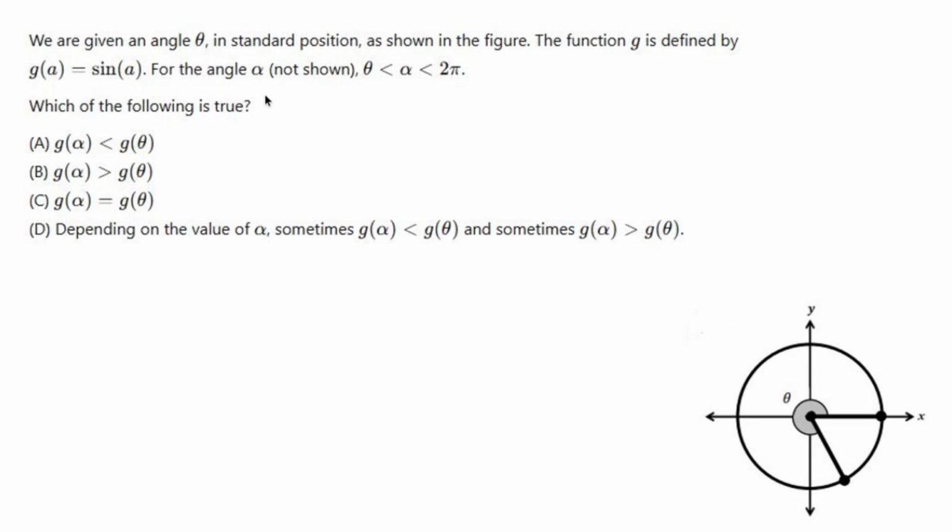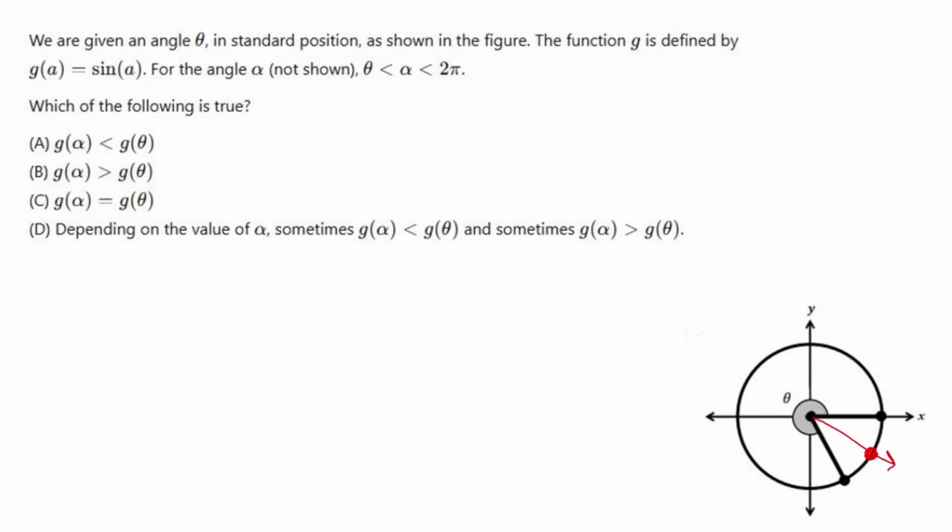For an angle alpha, not shown, alpha is in between theta and 2 pi. So there's some angle in between here, right? That's also spun around and lives right there. Which of the following is true? So you plug in alpha, you get some information, and then we'll see what happens.